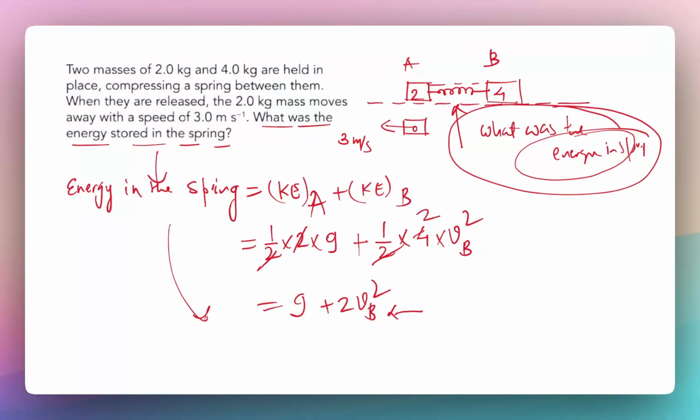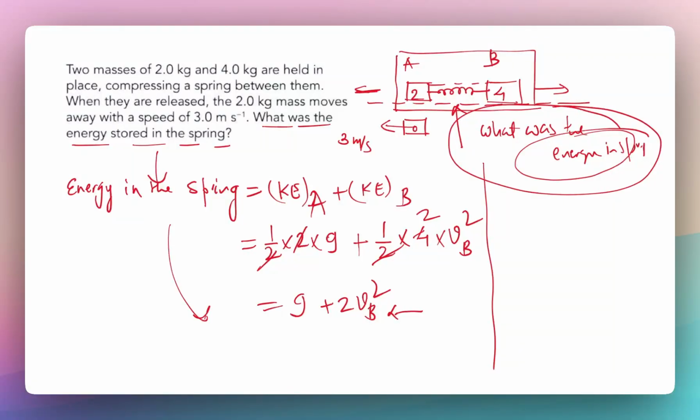So the way we can get the VB is by applying the law of conservation of momentum, right? To see whether momentum conservation is applicable or not, we can see that on this system, which consists of these two blocks and the spring, there are no other external forces acting on it in the horizontal direction, right? So there is no net force acting on this system in the horizontal direction. Hence, my momentum will remain conserved in the horizontal direction, right?